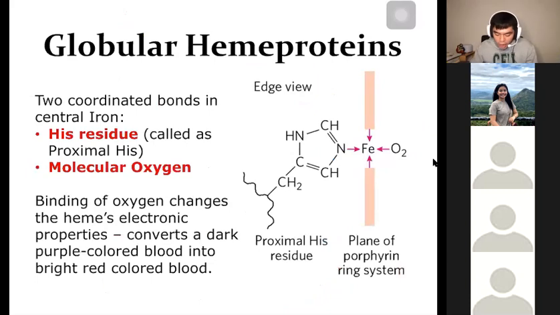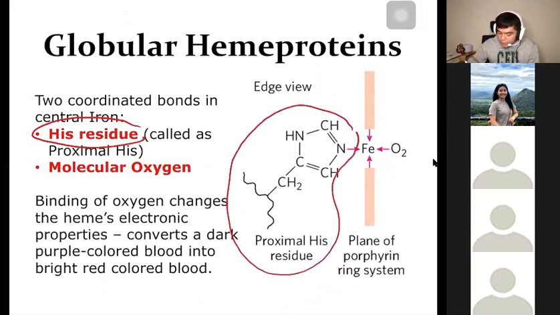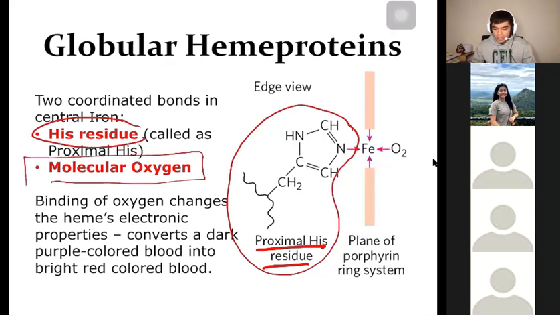Yung natitirang 2, ito yon. So first, we have histidine. Yung isang nakadikit ay isang histidine residue. Ang tawag doon ay proximal histidine. Next meeting, magigets nyo bakit proximal ang tawag. Sa ngayon, kabisaduhin nyo muna, yung isang coordinated bond ay proximal histidine residue. And then, yung natitira, yung huling coordinated bond, para kay oxygen.